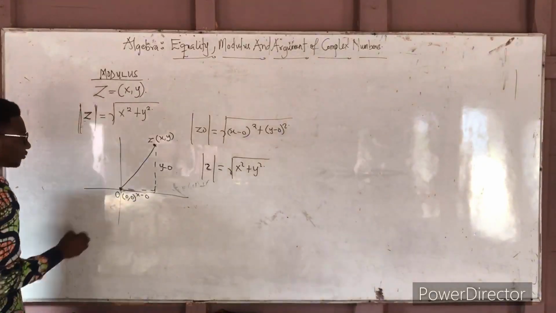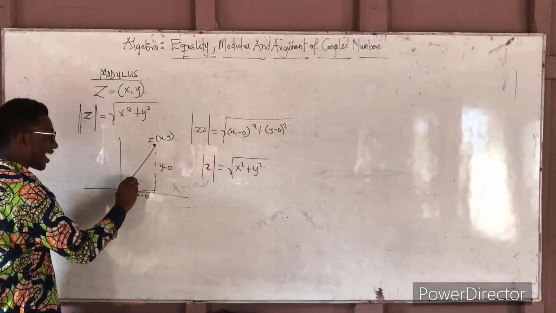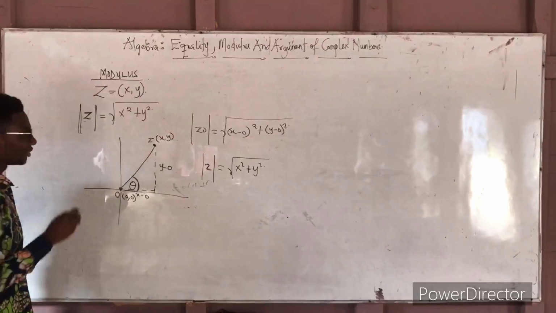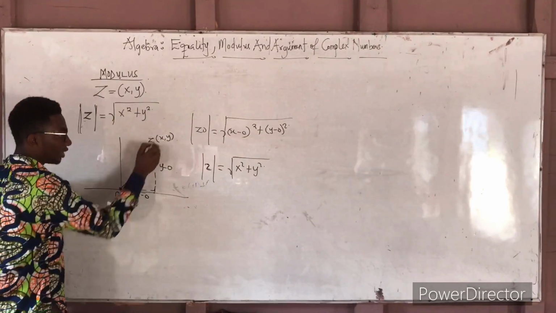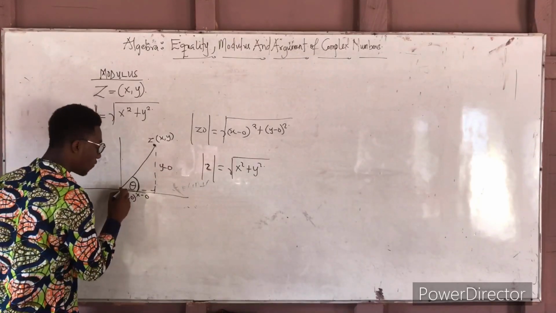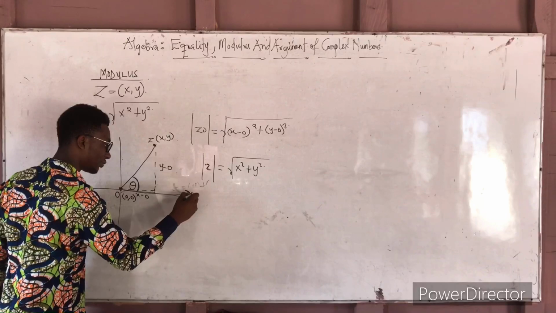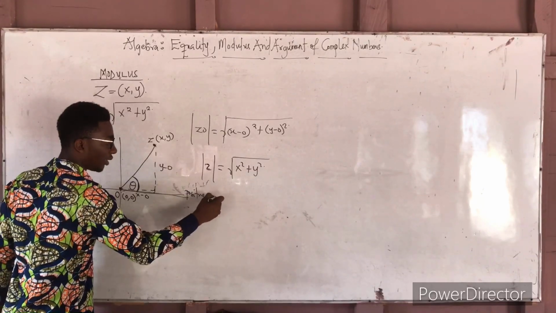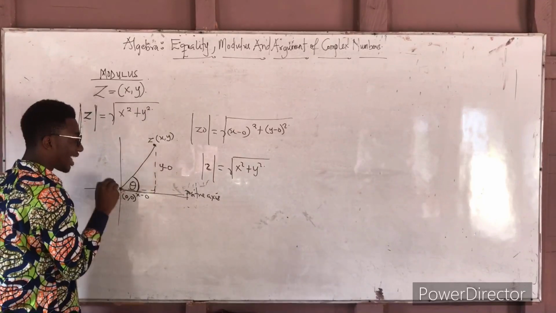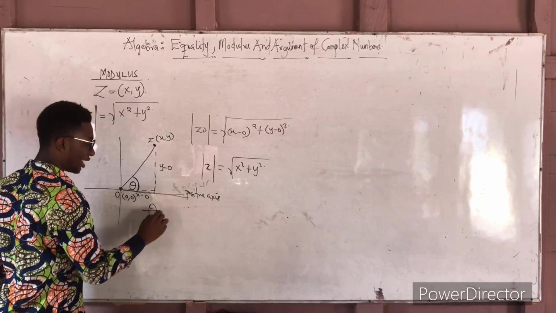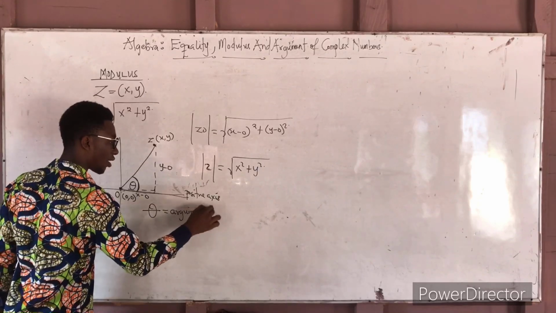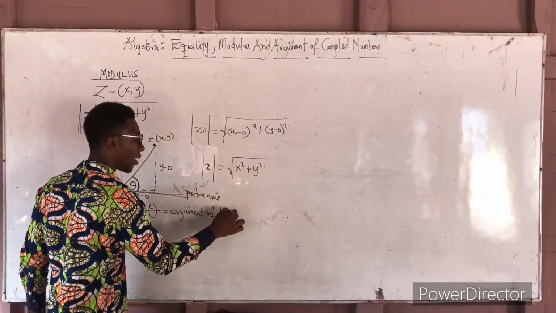Now realize that when you do this, there's a certain angle that the length of the complex number will make with the positive axis. Now that angle over there is what we call the argument of the complex number.